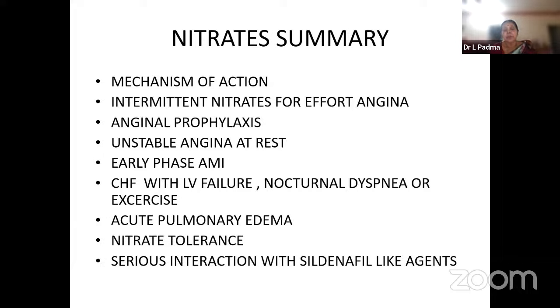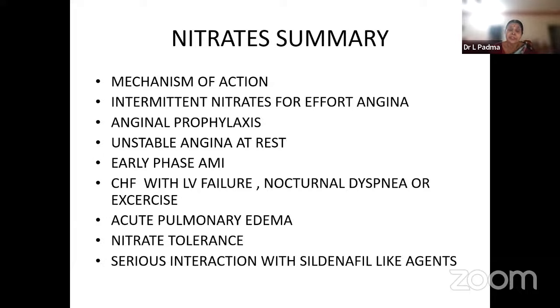So, you should know whether the patient is suffering from cardiac ischemia or biliary colic or esophageal spasm. So when you ask the history, you have to differentiate these three, but all these three are relieved by nitrates because they are vascular smooth muscle relaxants.